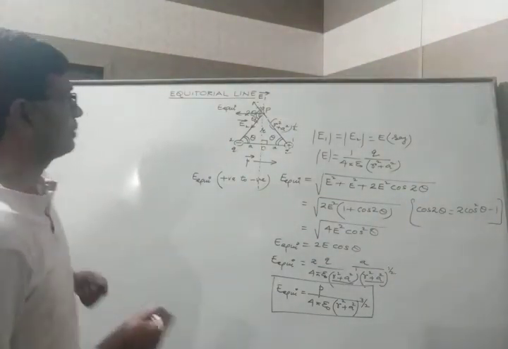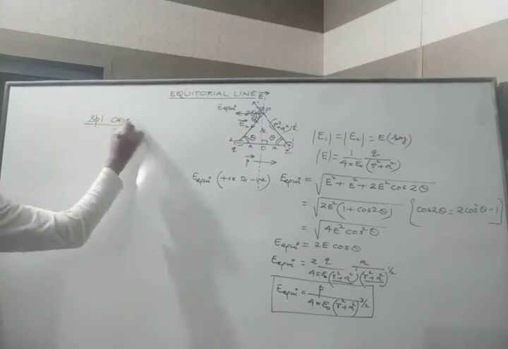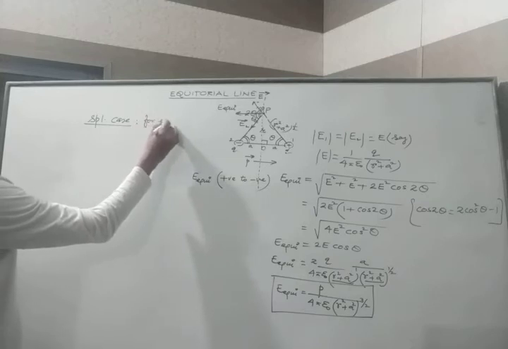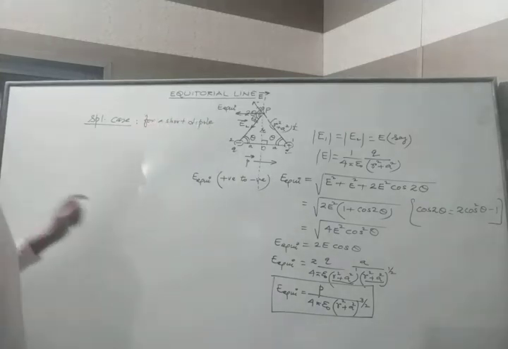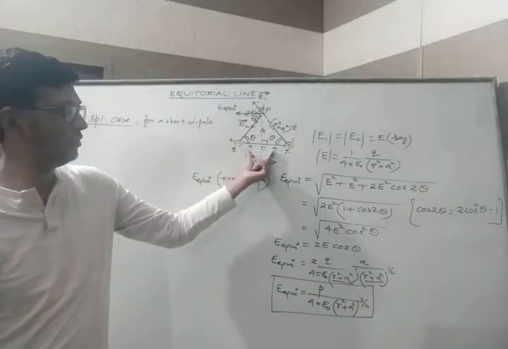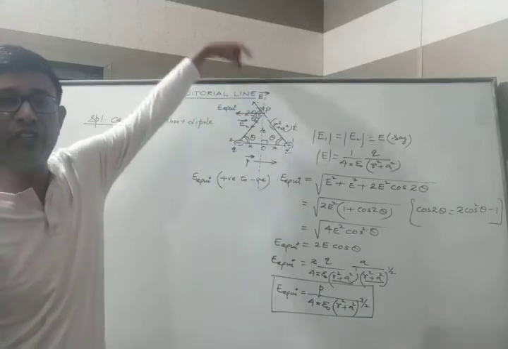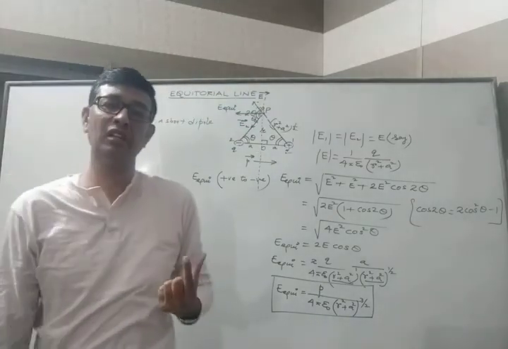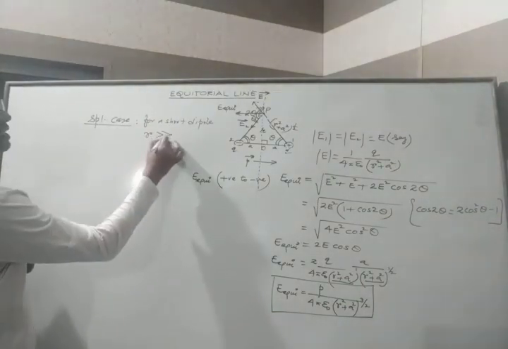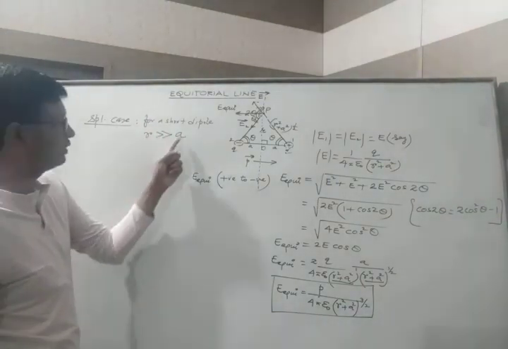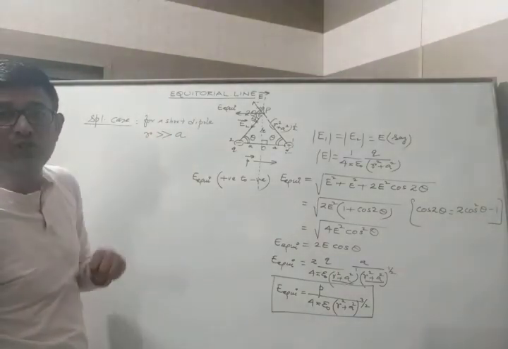Now let's consider a special case. Again, for a short dipole. Short dipole I have stated. In case the dimension of the dipole is very, very small, while the distance of the observation point from the center of the dipole is very, very large, then that dipole may be considered to be a short dipole. In such a scenario, mathematically R is very, very large as compared to A. When A is vanishingly small as compared to R, then A square can be neglected in comparison to R square.